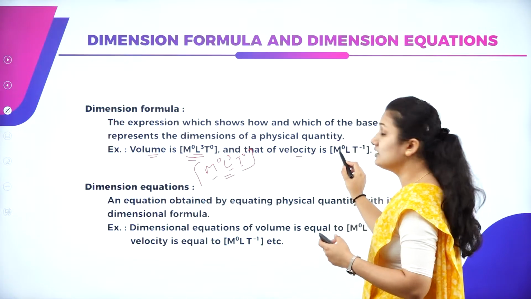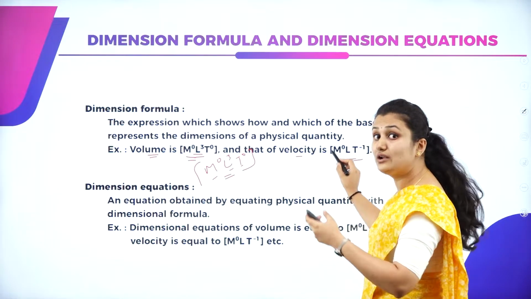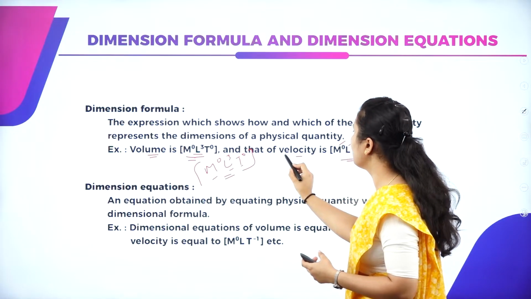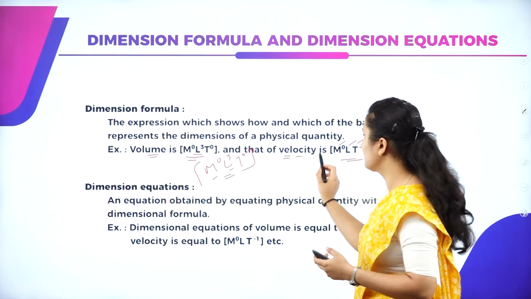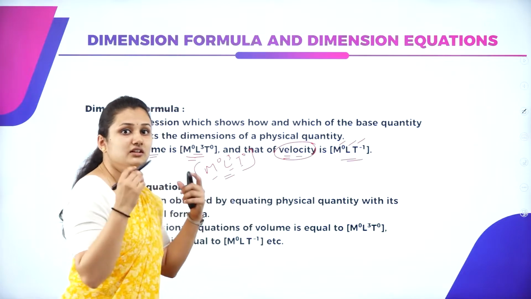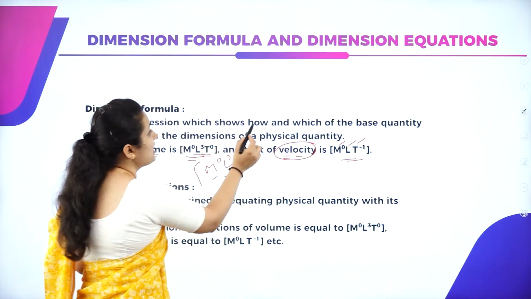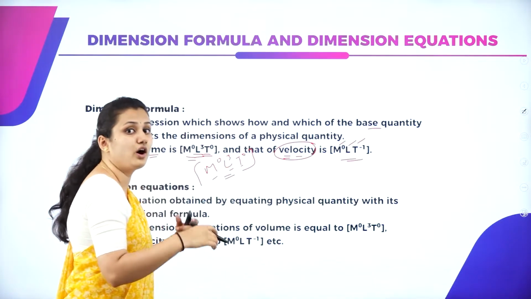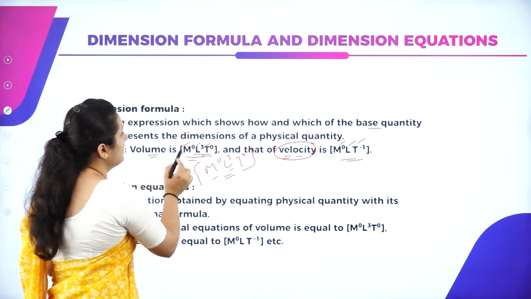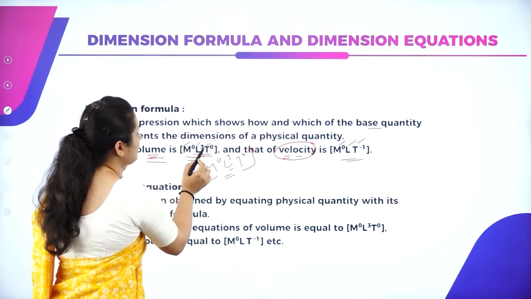Similarly, you have velocity. You can see this is the expression for the dimensional formula for velocity. How and which of the fundamental quantities have combined to give the dimensional formula of this physical quantity. So, I'll read the definition, just go through it. The expression which shows how and which of the base or fundamental quantities represents the dimension of the physical quantity. The expression MLT is an expression.